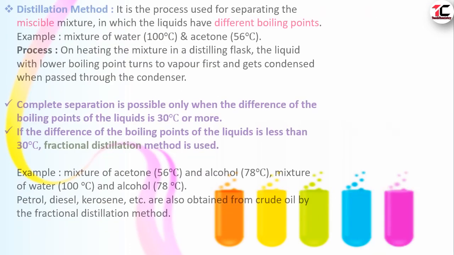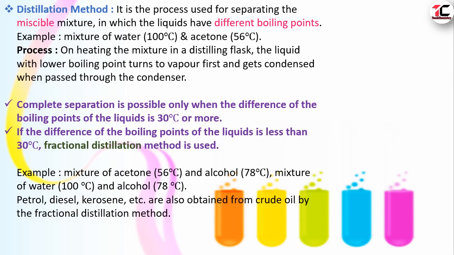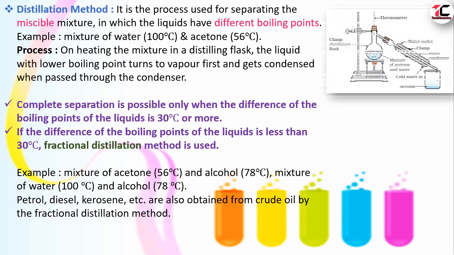The next method is the distillation method. It is the process used for separating miscible liquids which have different boiling points. This is the key point: the mixture should have different boiling points. For example, a mixture of water and acetone can be separated by this distillation method. The boiling point of water is 100 degrees Celsius and acetone is 56 degrees Celsius. We can separate acetone from this mixture. Let us see the diagram.